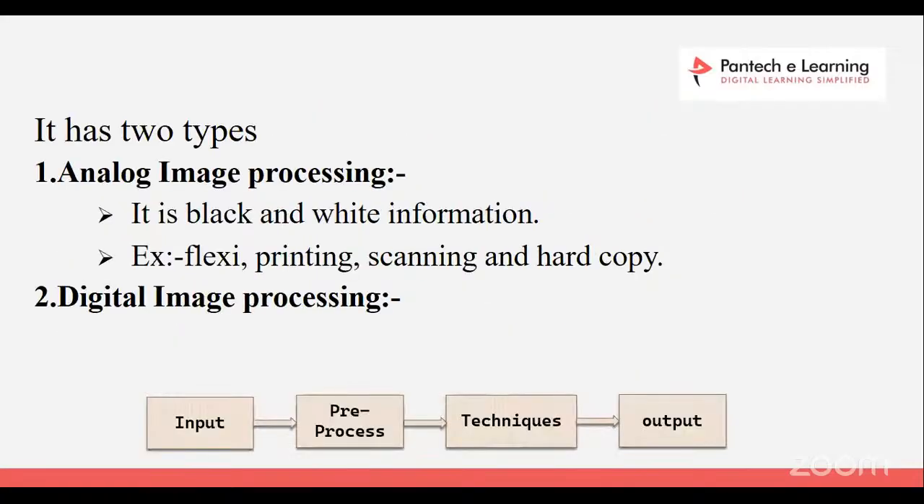Next, image processing. We have two types of image processing. One is analog image processing, and one is digital image processing. What is the meaning of analog? This looks like black and white only. For example, I go to a Xerox shop and give one printout. Without any changes, they will show the output. It comes under analog image processing. For example, flex, printing, scanning, and hard copy. These come under analog image processing only. Analog means without any modification, you will get the output. Whatever I give as input, the same thing you will get as output. It comes under analog image processing.